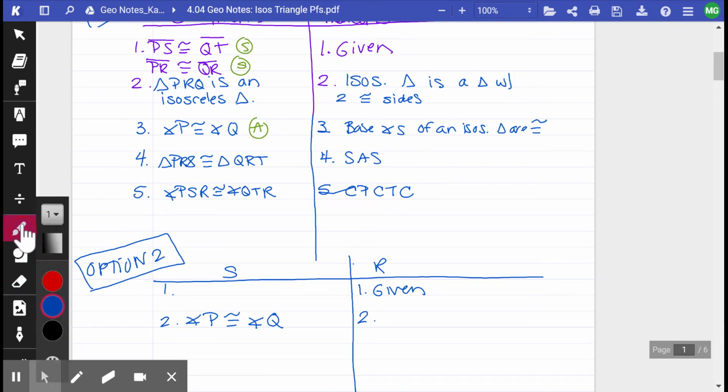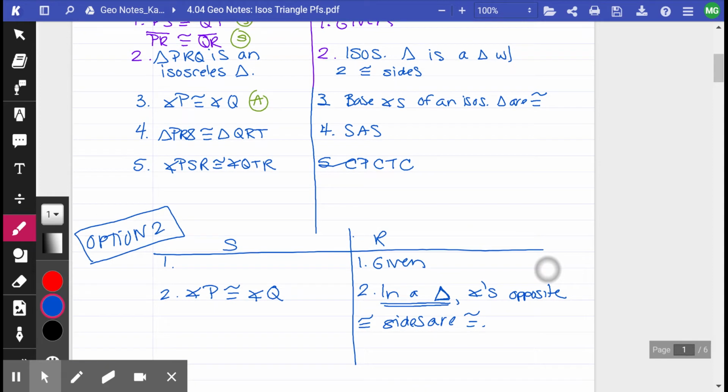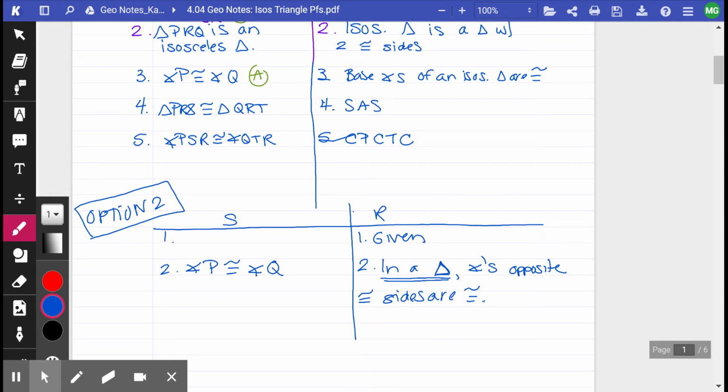So now we're going to use a theorem that says in a triangle, and it's very, very important you write those 3 words or the symbol, in a triangle, because it does not work if it's not in a single triangle, in the same triangle. So in a triangle, angles opposite congruent sides are congruent. Or if you want to write it as an if-then, you could say in a triangle, if 2 sides are congruent, then the angles opposite them are congruent.